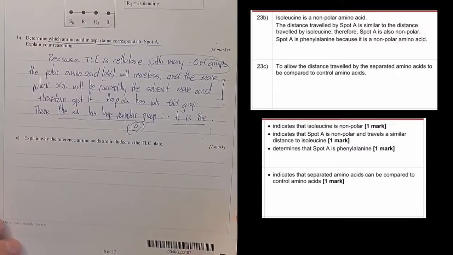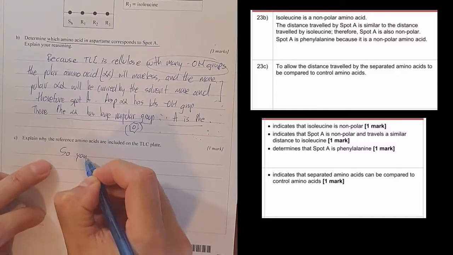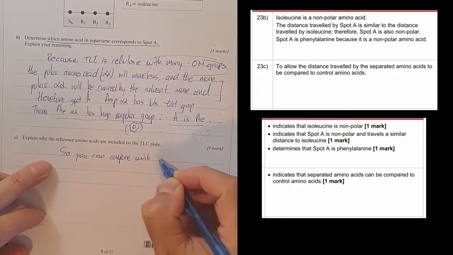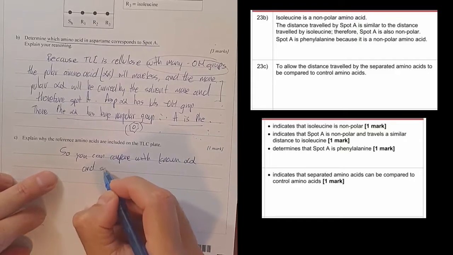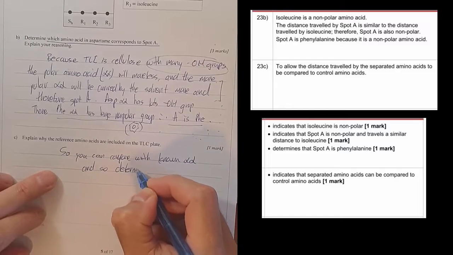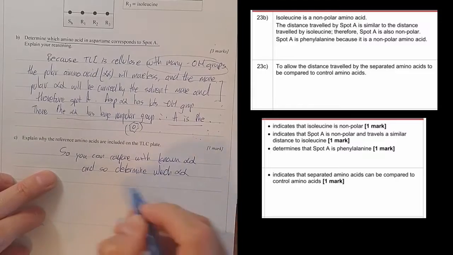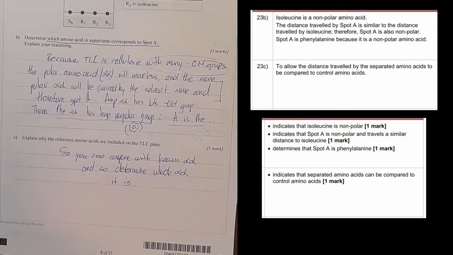All right, explain why the reference acids are included in TLC. So you can compare with known amino acids and so determine which amino acid it is. This is a silly question. They really shouldn't even put this in here. But that's fine. The mark scheme says allow to separate. Yeah, okay, so we've got the mark.